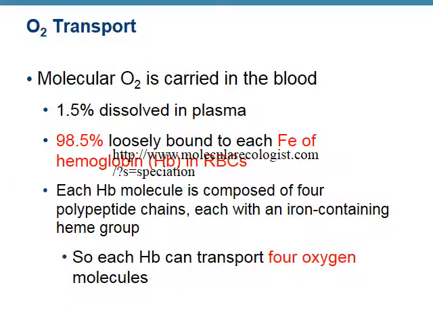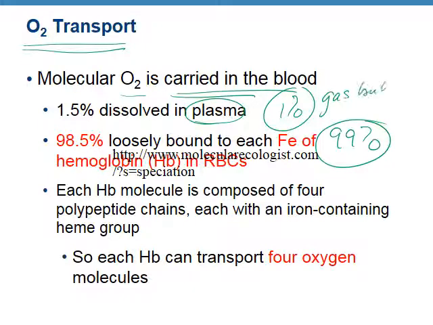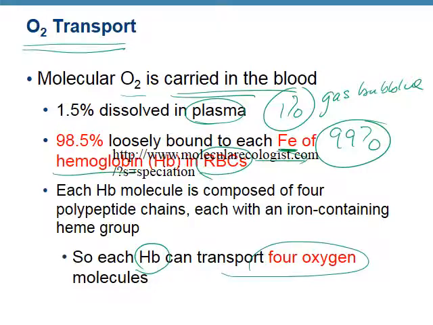So we're going to talk about both of these and how they're transported in the blood. We'll start with easy first. If you want to say 1% and 99%, I'm fine with that. So how is oxygen transported? How is it carried in the blood? 1% is dissolved in the plasma. Think of it as gas bubbles, right? It's just dissolved in the plasma. 99% of it is bound to a red blood cell. We remember the hemoglobin, we remember the iron group, right? So each hemoglobin can transport 4 oxygen molecules.